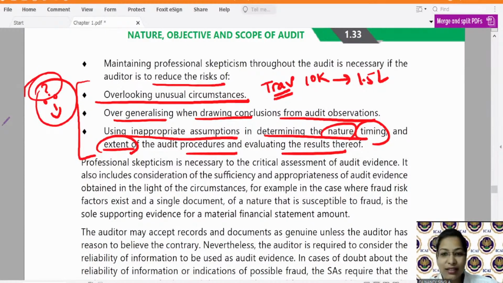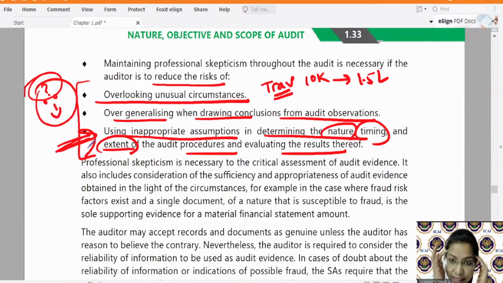Yes, a suspicious mind, Sarthak, is the same. Okay. So, using inappropriate assumptions, whose doubt is this? Ayush. Look, if you will not apply professional skepticism, you may overgeneralize things, you may not check the rest of the 40% of the expenses in detail. So if professional skepticism is applied, that there may be a doubt in this, okay, then the risk is reduced that the auditor may make any inappropriate assumption for determining the nature, timing, and extent of audit procedures.